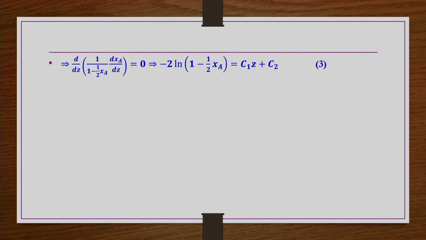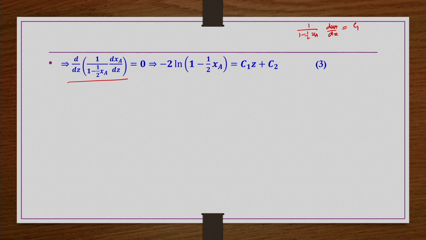Now, C D_AB we can take as constant, then what we have is d/dz of [1/(1 − ½ x_A)] dx_A/dz equals 0. When you integrate the first time, what you get is [1/(1 − ½ x_A)] dx_A/dz equals C1.